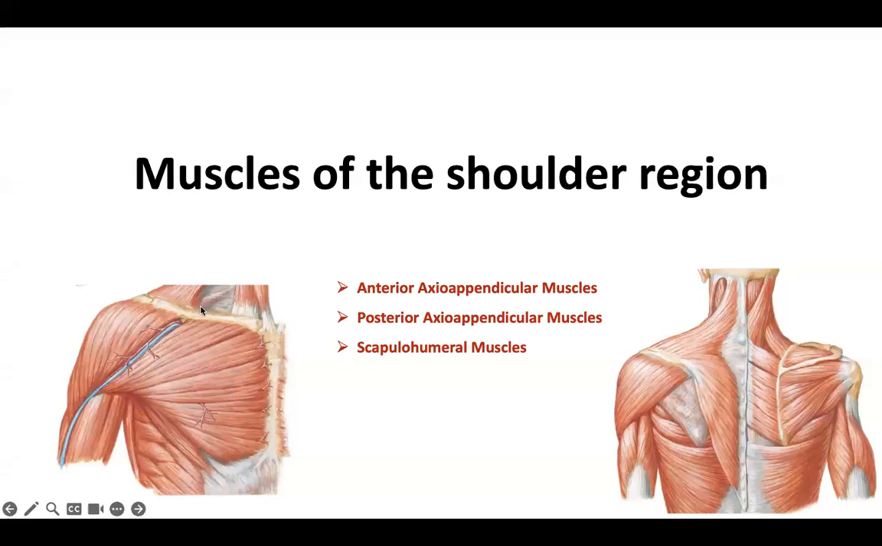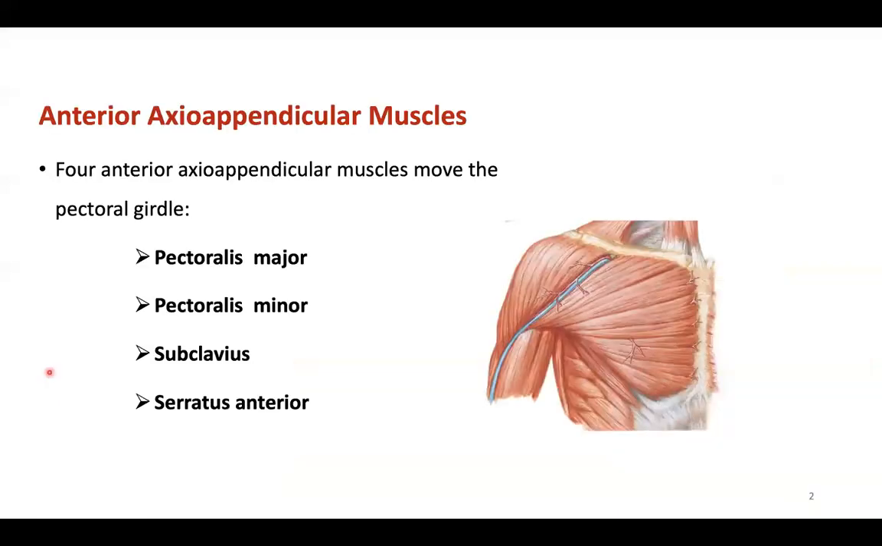We have three groups of muscles in the shoulder region: anterior axioappendicular muscles, posterior axioappendicular muscles, and scapulohumeral muscles. In this video, I'll be covering only the anterior axioappendicular muscles. There are four anterior axioappendicular muscles. These are the pectoralis major muscle, pectoralis minor, subclavius, and serratus anterior muscle.